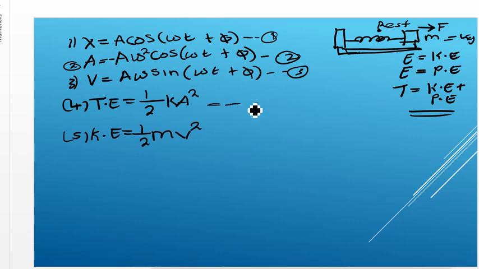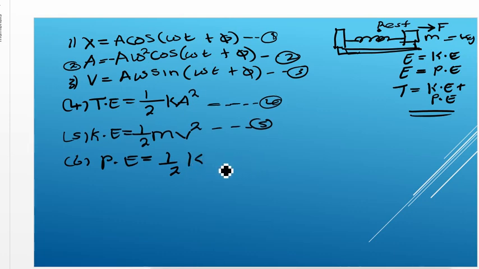Okay, so we can name this one as formula 4 and this one as formula 5. Okay, so we can say 6. Of course, the potential energy under this topic is equal to 1 over 2 k x squared, where k is the spring constant. So you know that formula. Make sure you know these formulas. They are very important. Let's try to derive some formulas, of course.